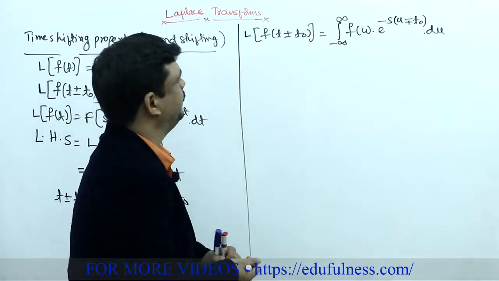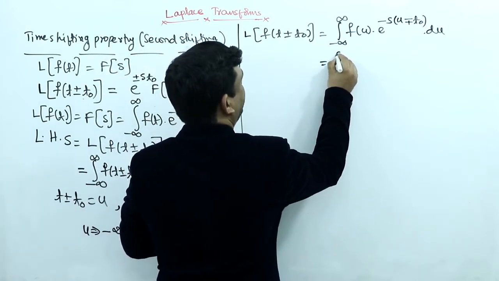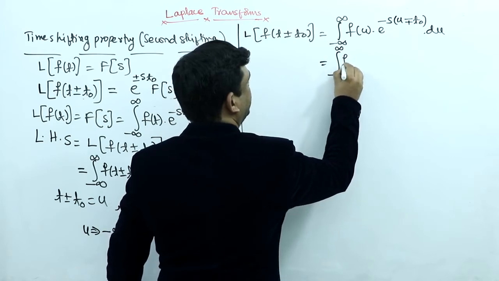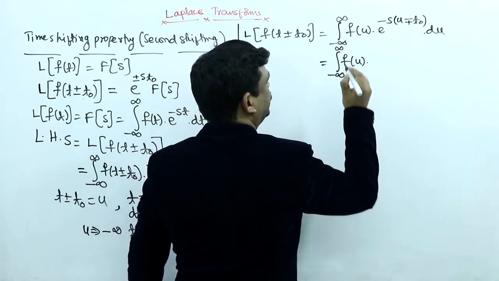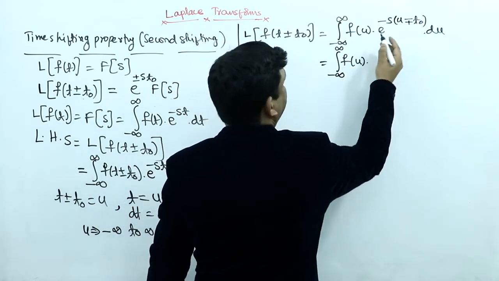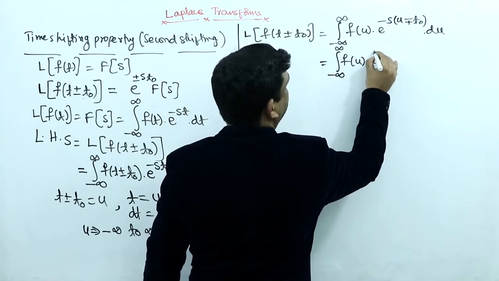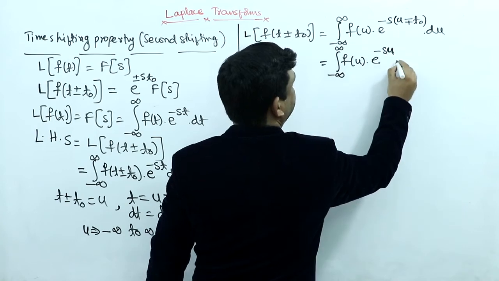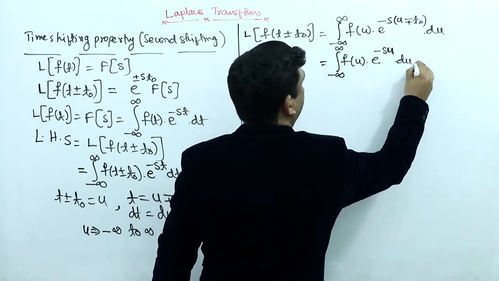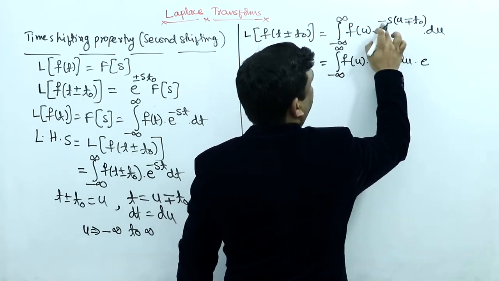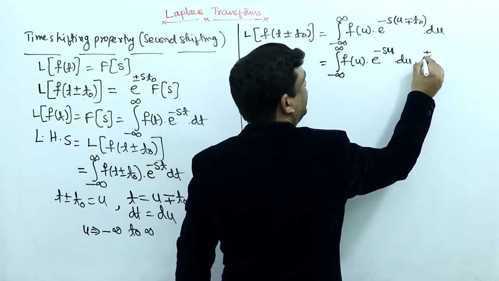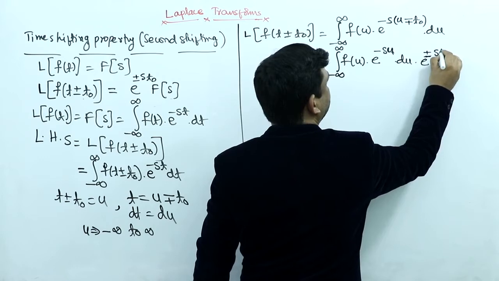Then simplify this. For simplification, I am writing integration from minus infinity to plus infinity, f of u into, writing the separate exponential signals, e to the power of minus su, multiplied into du. The remaining term is e to the power of, with the minus multiplied, plus or minus s t naught.